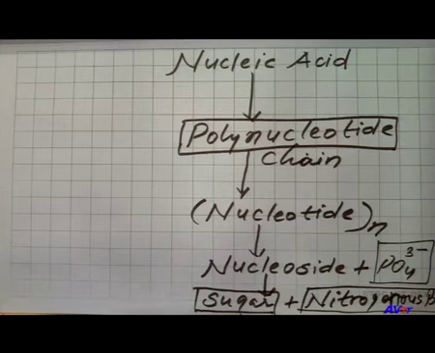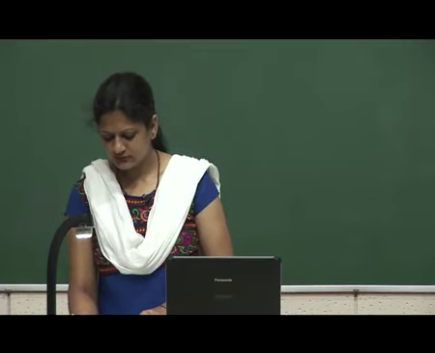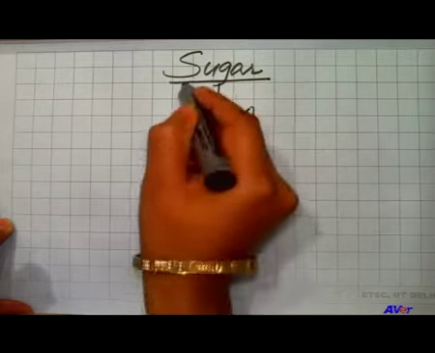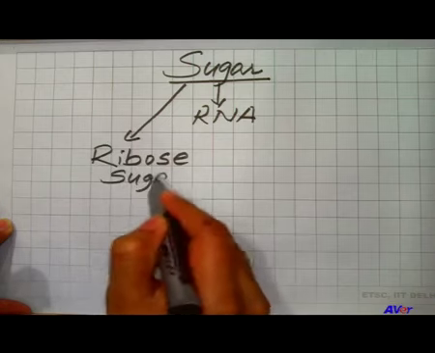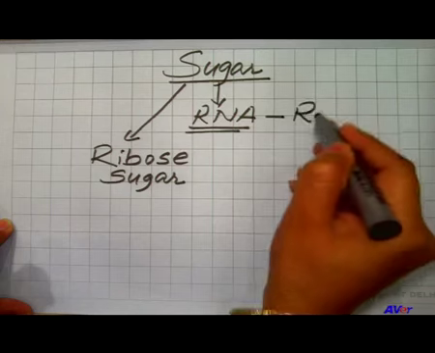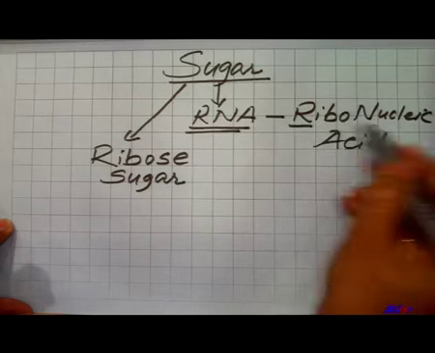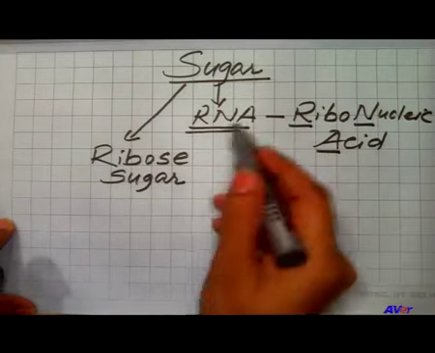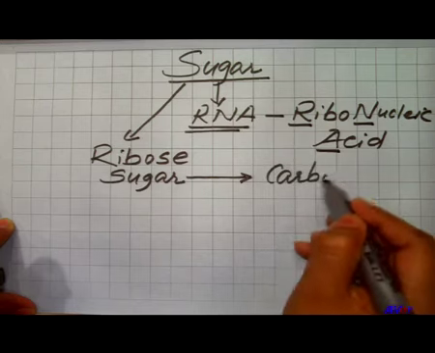Now, let us move towards what are the sugars which are present in the nucleic acid, especially in RNA. If we talk about the sugar which is present in RNA, it is ribose sugar. And that is why RNA is considered as ribonucleic acid. Because of the presence of the ribose sugar in the nucleic acid, the RNA is considered as ribonucleic acid, and the ribose sugar is one of the types of carbohydrate.